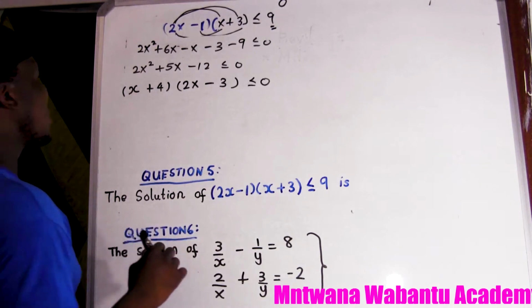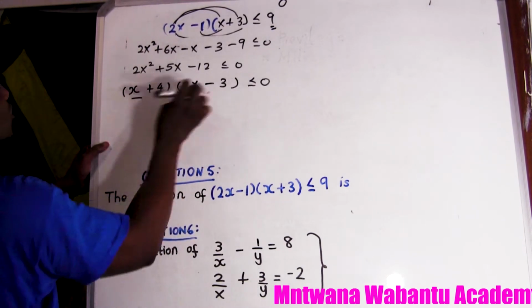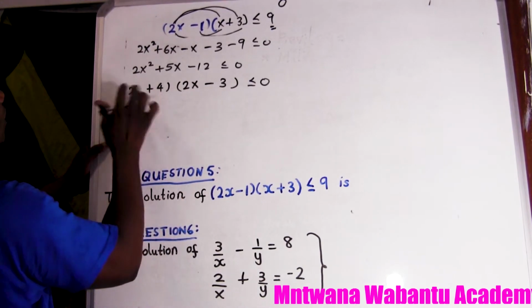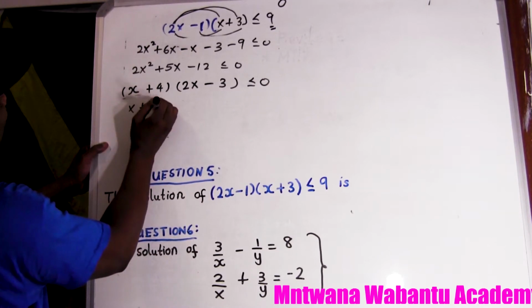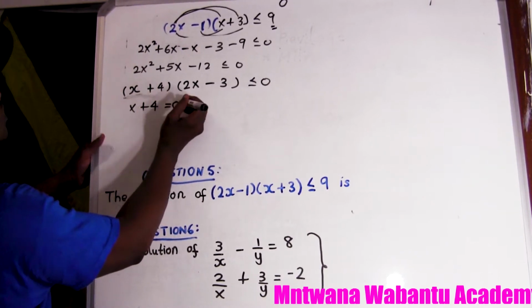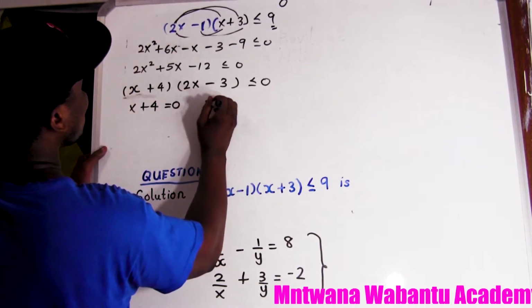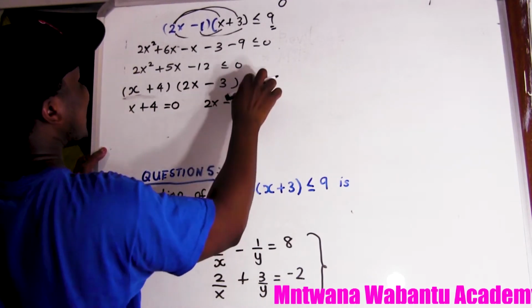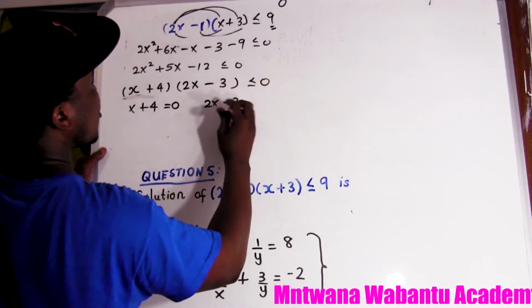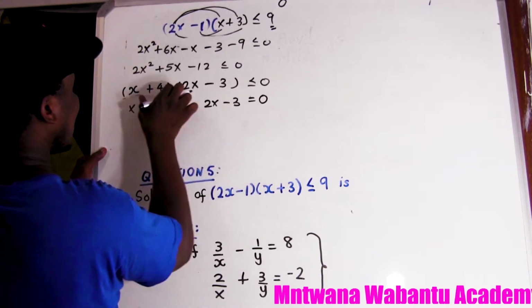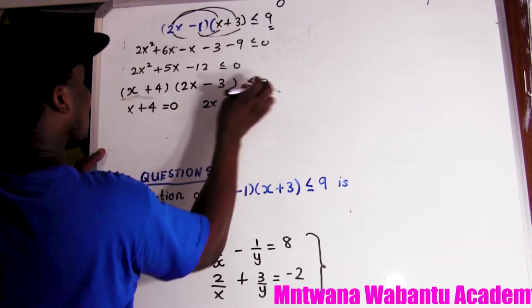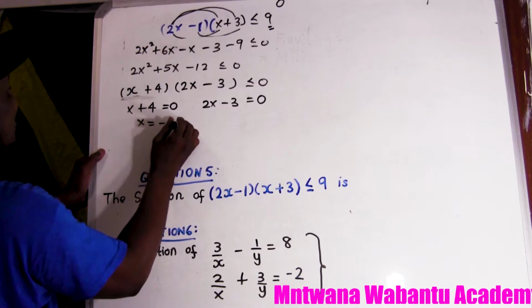So now, what we're going to do? Now we say this equal to 0. So we know x plus 4 is going to be equal to 0. Don't worry about this sign for now. And this 2x minus 3, because it's greater or equal, less or equal. x minus 3 equal to 0, because you're going to take this equal to 0 and this equal to 0. So x equal to negative 4. Don't worry about the sign.